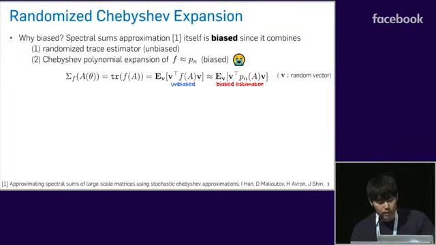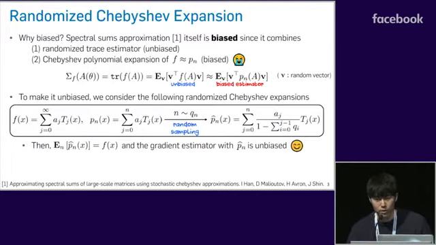The prior method for spectral sum approximation is biased as they combine two approaches, which are the randomized trace estimator and Chebyshev polynomial expansion. Since Chebyshev polynomial expansion truncates the series of f up to a certain degree, the remaining terms become the biased error. To solve this issue, we consider a randomized Chebyshev expansion by sampling a degree n randomly. Now, polynomial degree n is a random variable, and we reweight the coefficient of Chebyshev expansion.